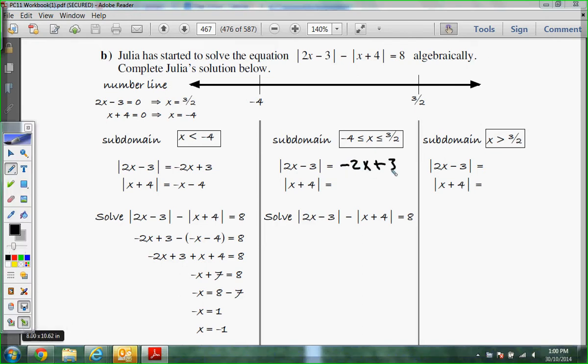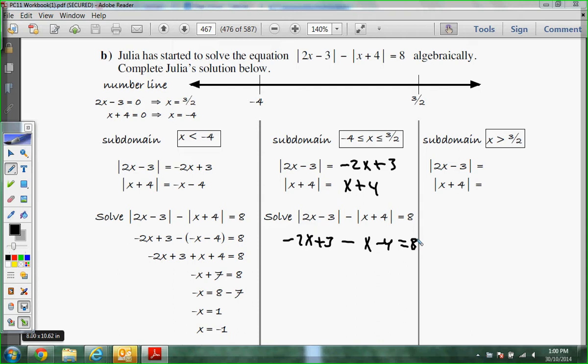Okay, so I have negative 2x plus 3, x plus 4. And so now that you have those, you insert those in. So I'm going to insert them in. I'm going to do negative 2x plus 3 minus x minus 4 equals 8. Okay. Why is it a minus x minus 4? Because you're minusing the whole thing.